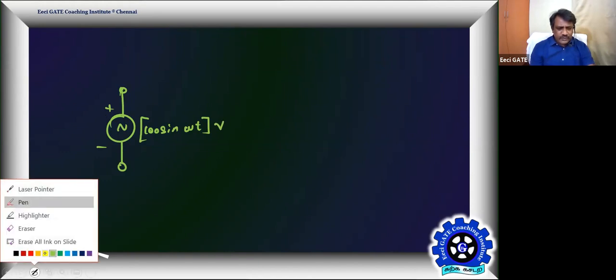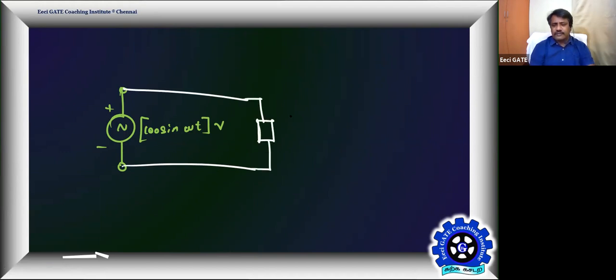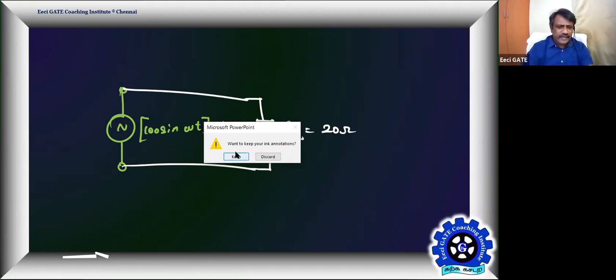I'm going to connect this to a load, a resistive load, a resistor, RL we can say. Let RL be equal to, for example, a 20 ohm resistor. Okay. Now we'll see what happens during positive half cycles and during negative half cycles. So let me remove these minus and plus signs so that we can conveniently play with positive and negative half cycles.